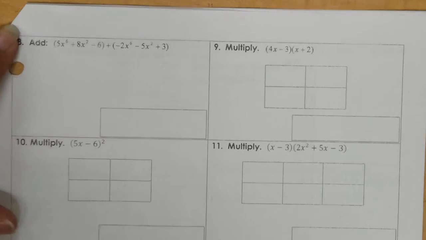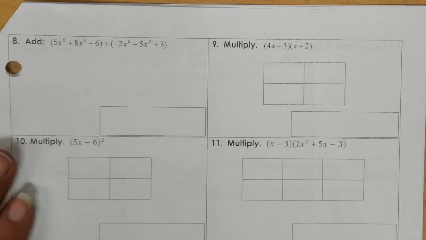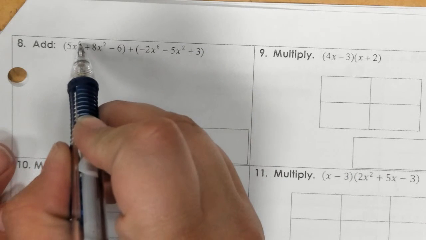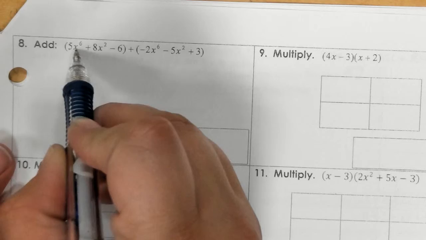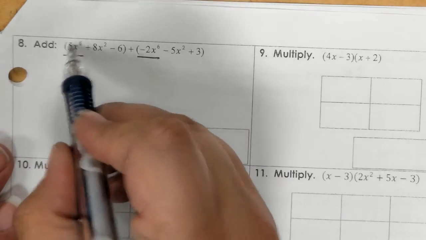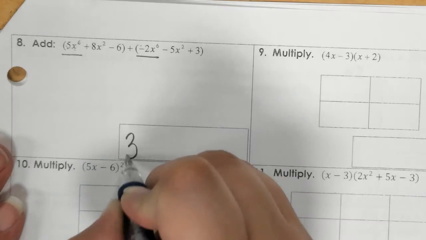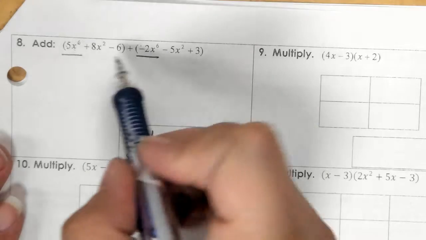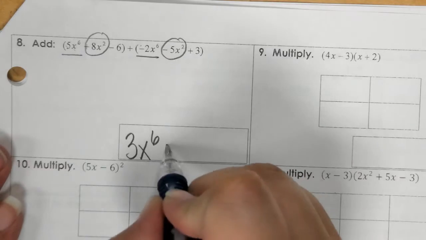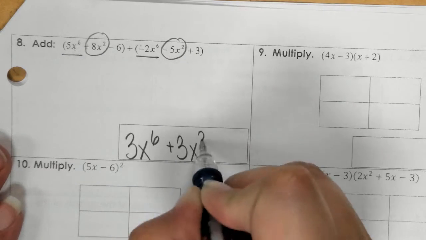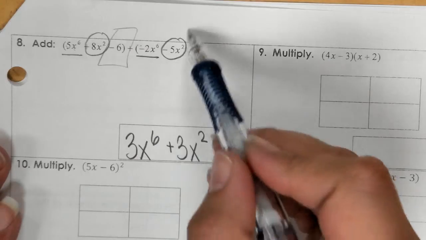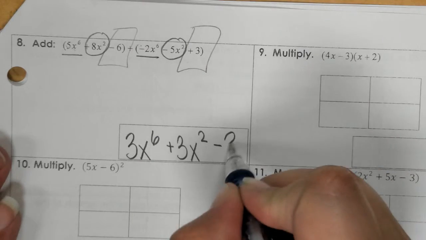All right, number 8 is adding like terms. So here I'm just looking for what matches with my 6. So 5x to the 6th matches with negative 2x to the 6th. So 5 minus 2 is 3. 8x squared minus 5x squared is 3x squared. And then lastly, negative 6 plus 3 is negative 3.